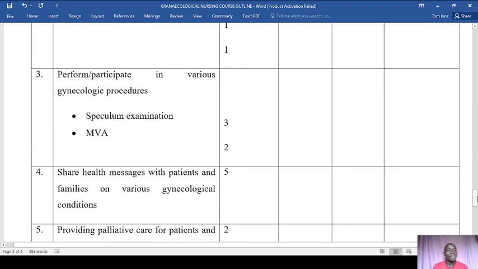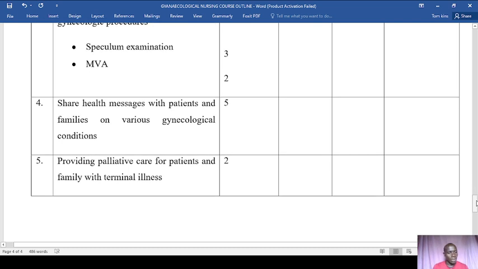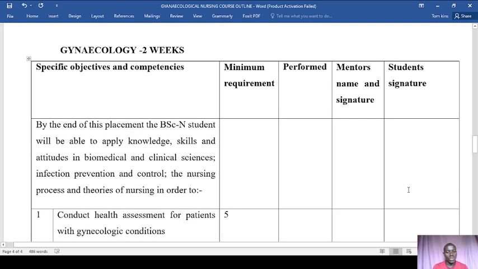We'll also expect you to be able to participate and perform, of course with observation, in various gynecological procedures, especially speculum examination and MVA applications. You should also be able to share health messages with patients and families on the various gynecological conditions that we have stated before. And finally, provide palliative care for patients and family with terminal illness. So this is our course for the semester.